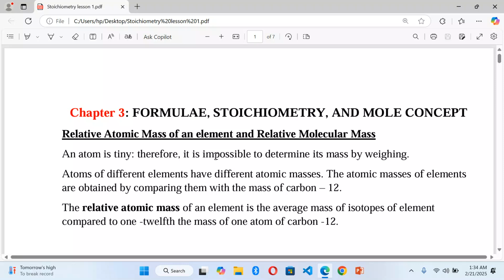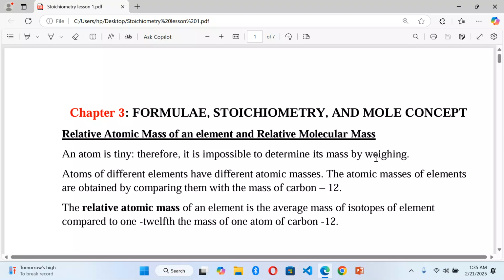What do we know about an atom? We know that an atom is very tiny, very small, and therefore it is impossible to determine its mass by weighing. You can weigh sugar and calculate its weight in kilograms, but because an atom is very small, we can't determine its mass by mere weighing.